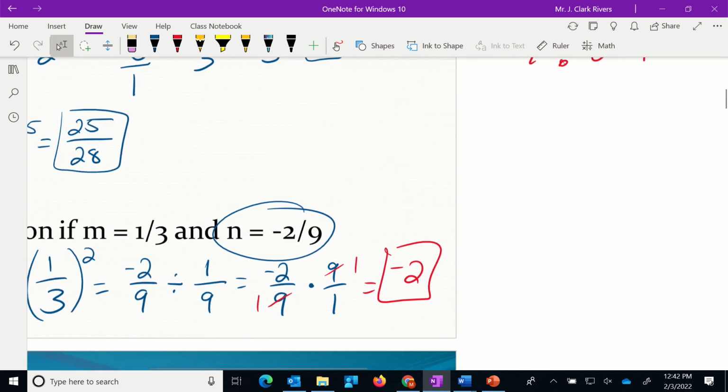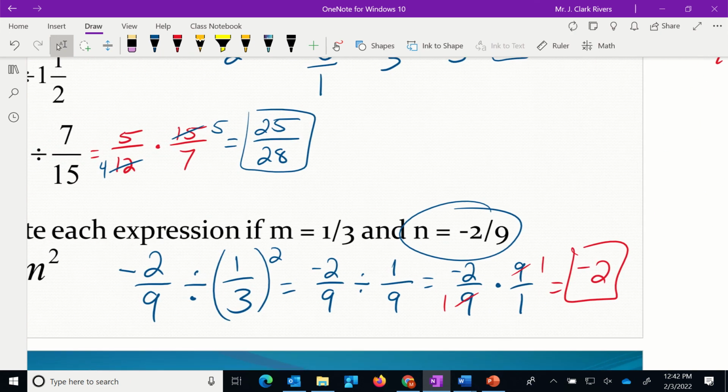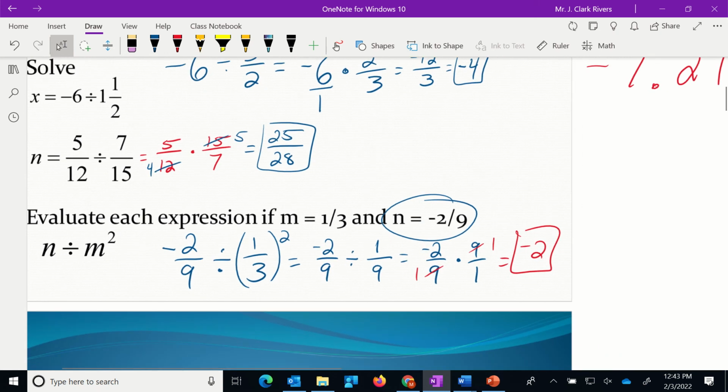Jack, are you allowed to do the keep, change, flip first and then do the exponent? No. I think it does work out, but you need to follow your order of operations. Square before you divide.